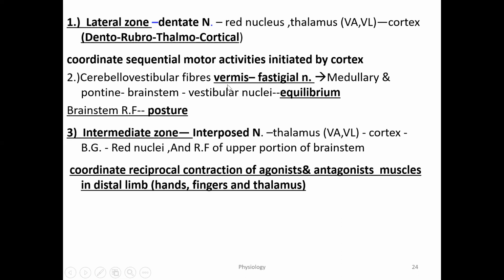About the vermis, the output is mainly from the fastigial group of nuclei of the cerebellum toward the medulla, pons, and vestibular group of nuclei, and the most important function is maintenance of posture and equilibrium. Then the intermediate zone is mainly important for coordination of reciprocal contraction of agonist and antagonist muscles of the distal limb, that is hand and fingers, and this is again because of the connection with the thalamus, that is the ventroanterior and ventrolateral nucleus of the thalamus.